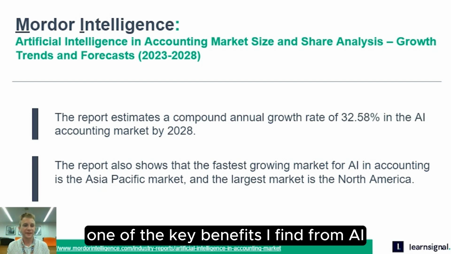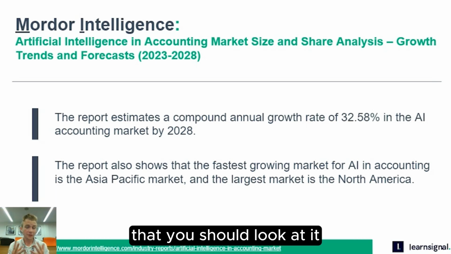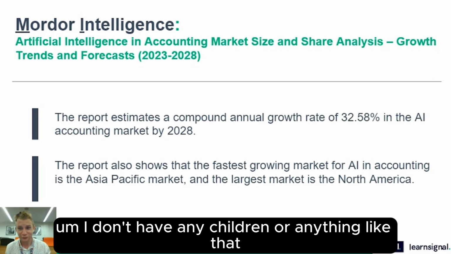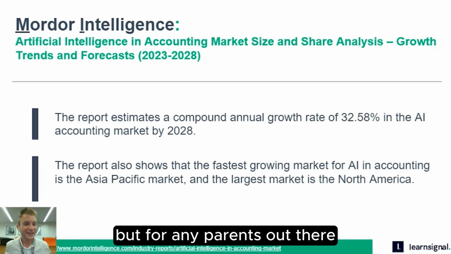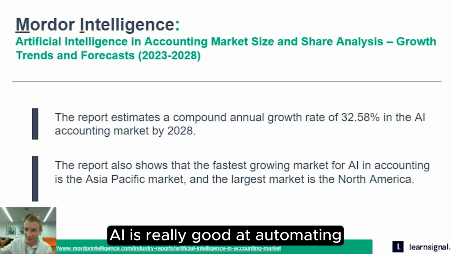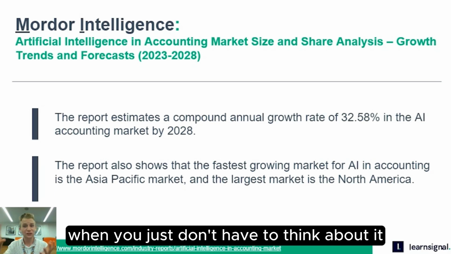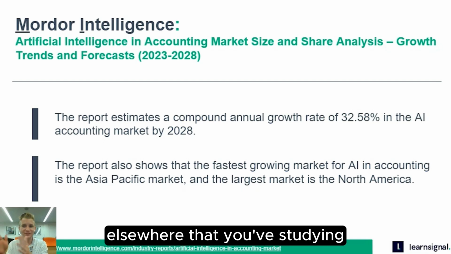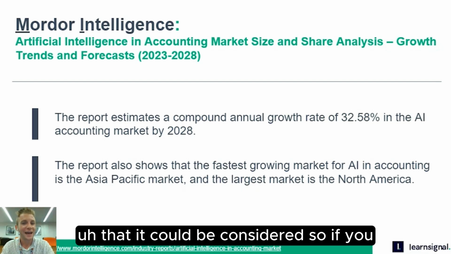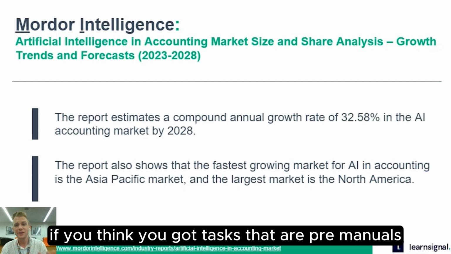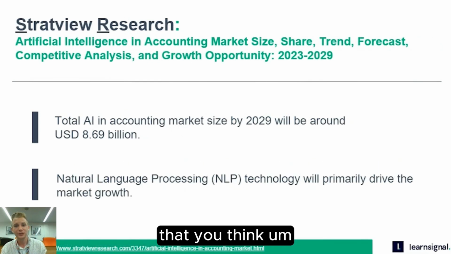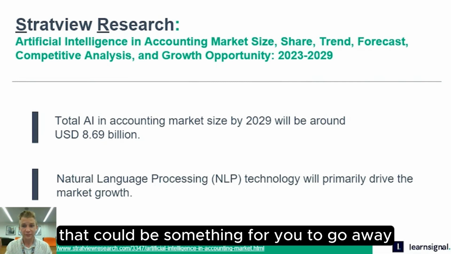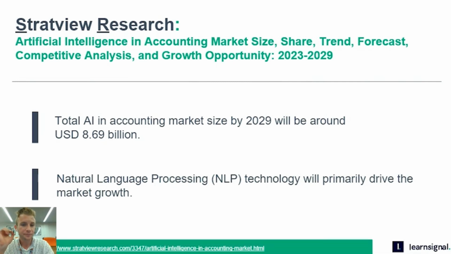One of the key benefits that I find from AI, that you should look at, is that time is our biggest asset. I don't have any children or anything like that, but for any parents out there, AI is really good at automating and getting things done where you just don't have to think about it. So you can allocate your time elsewhere. Maybe you're studying, you've got other factors in your life that it could be considered. So if you think you've got tasks that are pretty manual that AI could actually do automatically for you, that could be something for you to go away and research from today.